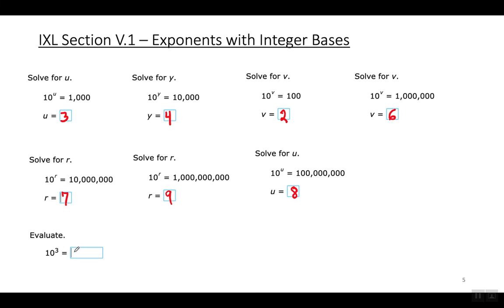And this one, they want you to write the answer. 10 to the 3rd power equals what? The 3 tells me how many zeros, so I'm going to write 3 zeros. So 10 to the 3rd power equals 1,000.